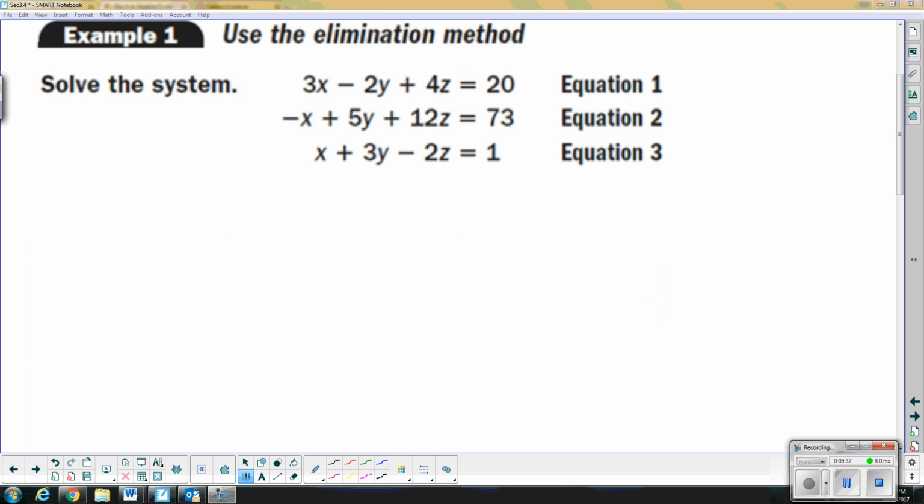We're using the elimination method. So we need to pick 2 pairs of equations. We're going to eliminate a variable. We're going to eliminate the same variable in both pairs of equations. So first pair, which 2 equations do you want to use? The last 2. Okay, the last 2.